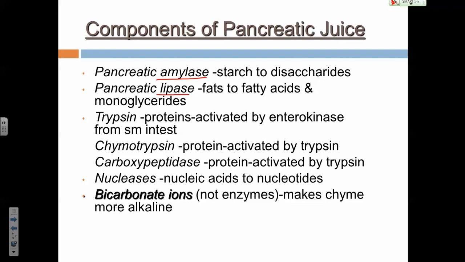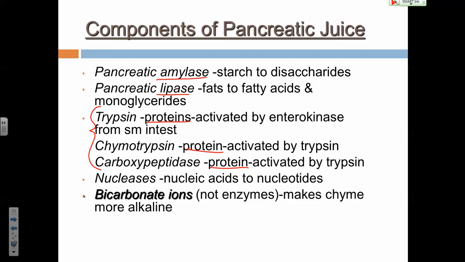Pancreatic lipase. Lipases break down fats. That's easy. And then these three, trypsin, chymotrypsin, and carboxypeptidase, all of these break down proteins. You don't have to know what aspect of protein digestion they're involved in. Just know they break down proteins.